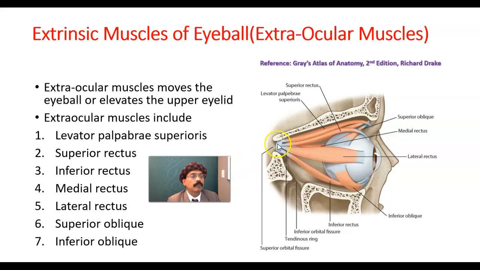The recti muscles take origin from a common tendinous ring that covers the optic canal, the superior orbital fissure, and part of the inferior orbital fissure.